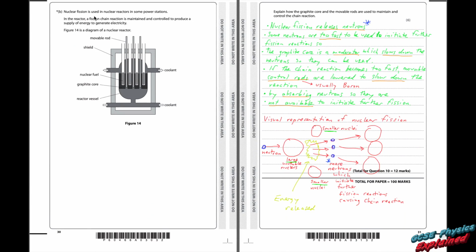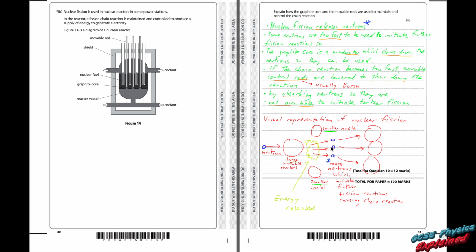Part B. Nuclear fission is used in nuclear reactors in some power stations. In the reactor, a fission chain reaction is maintained and controlled to produce a supply of energy to generate electricity. Figure 14 is a diagram of a nuclear reactor. So it's got some movable rods, there's some shielding in there, coolant, nuclear fuel, graphite core, reactor vessel, and there's some coolant going in. Explain how the graphite core and the movable rods are used to maintain and control the chain reaction. Right, well, nuclear fission releases neutrons.